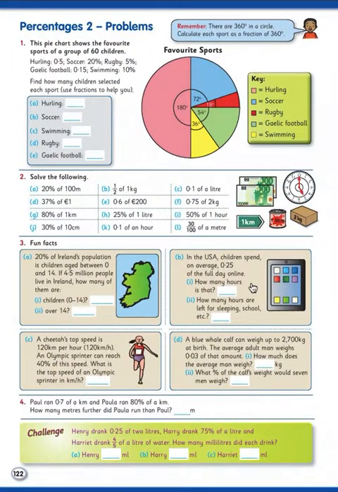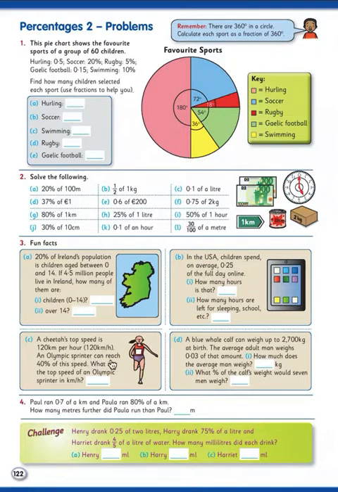Here in the USA, children spend on average 0.25 of a full day online. How many hours is that? So 0.25 of the 24 hours in the day. And how many hours are left for sleeping, school, etc. out of the full hours of the day? A cheetah's top speed is this per hour, or this per, another way to write it.